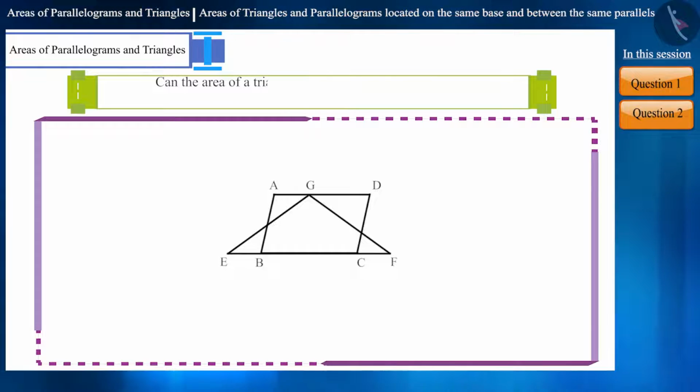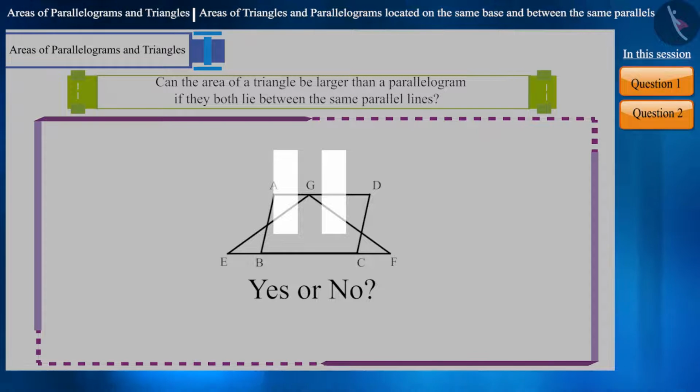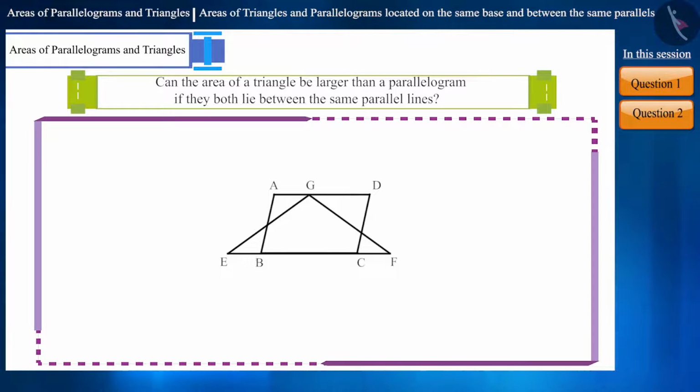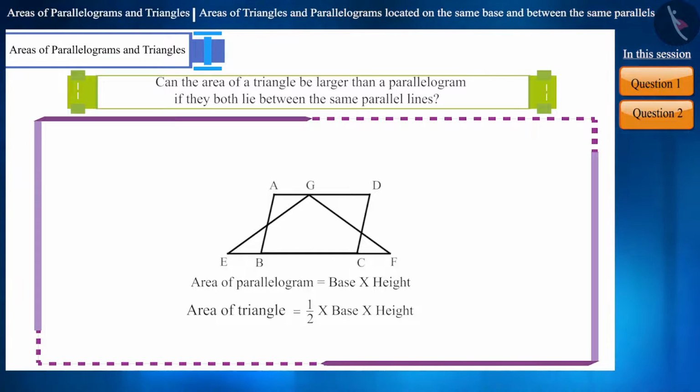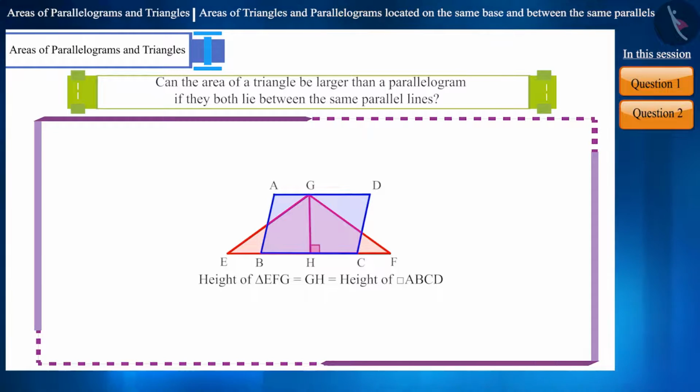Can the area of a triangle be larger than the area of a parallelogram if they lie between the same parallel lines? Will the answer be yes or no? Pause the video and think of the answer. Friends, to find the answer, we will use the formulas for the area of parallelogram and triangle. First, let's draw a perpendicular from the point G on side EF and call it GH. This is the height of both the triangle and the parallelogram.